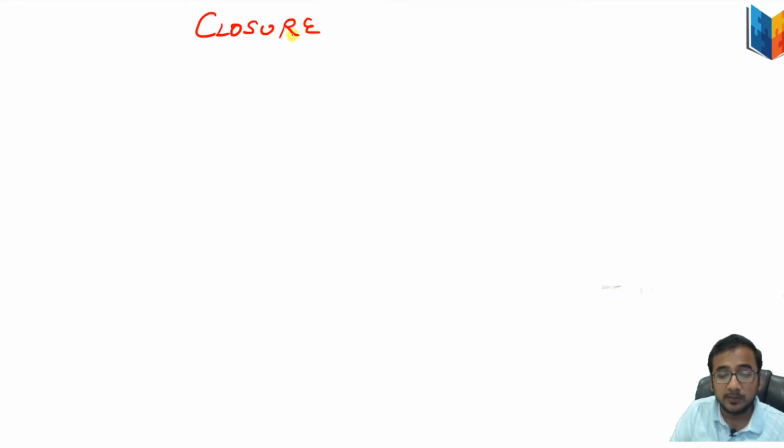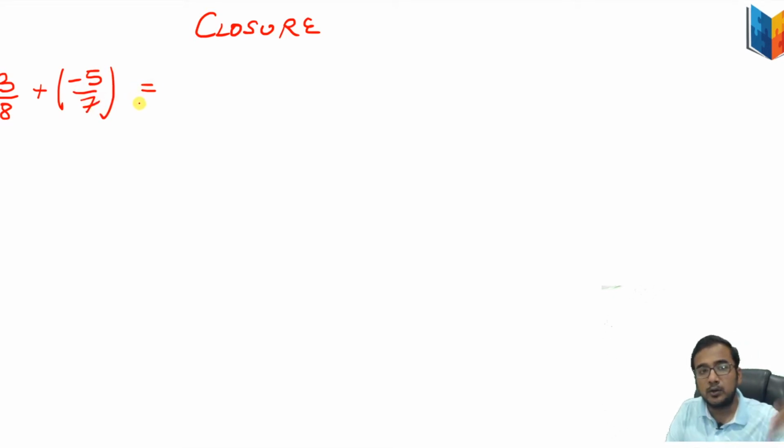So it is very much similar to what we have learned in whole numbers and in integers. Closure property says when we add or when we multiply two rational numbers, the result is also a rational number. For example, let us take 3 by 8 plus. We all know how to add rational numbers, we all have studied in class 7. So if we add two rational numbers, we will get a rational number which is minus 19 by 56. So this is the closure property for addition.